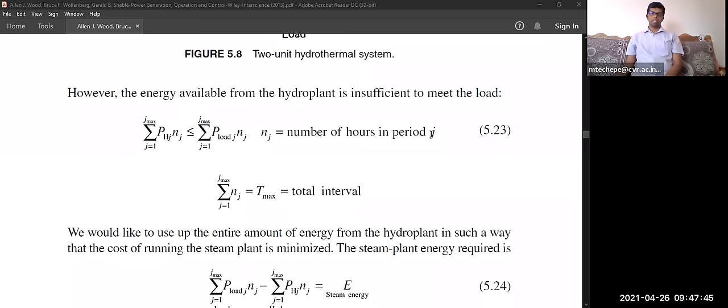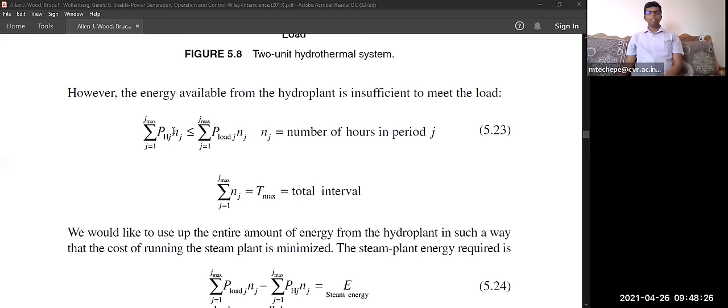So period J, say for example J maximum we are taking as 8 hours. How many hours are in period J? 1 to 8, that is 8 hours. So for period J, the number of hours is 8. Say we have taken a particular period of the hydropower plant, and the number of hours in that period is 8 hours. Here we consider it as 8 hours.